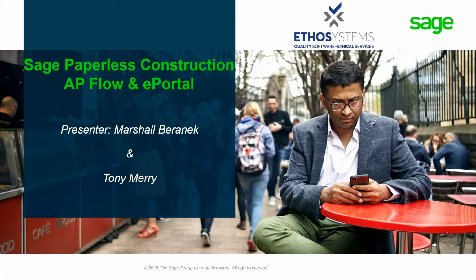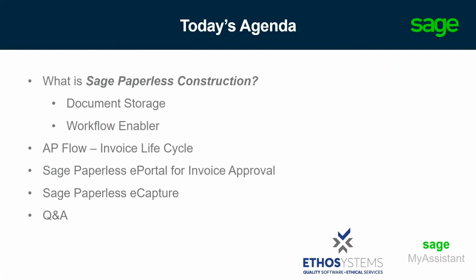And so the first thing I would like to cover is today's agenda. We are going to start by covering the question, what is Sage Paperless Construction? We're going to talk about how it can be used for document storage purposes. However, it's really meant to enable your workflow and help your staff do the job easier. We're going to take a look at the AP Flow invoice lifecycle, and we're going to follow an invoice as it might go through your company today. And then we're going to take a look at how you might interact with this program from outside of your network or from anywhere that you might have an internet connection.